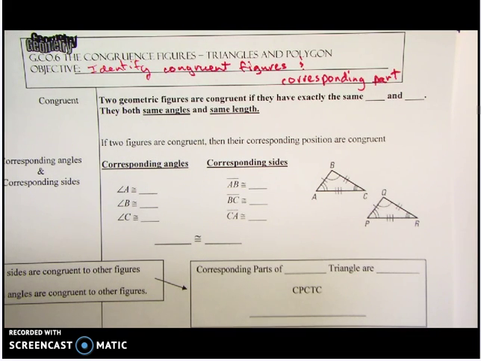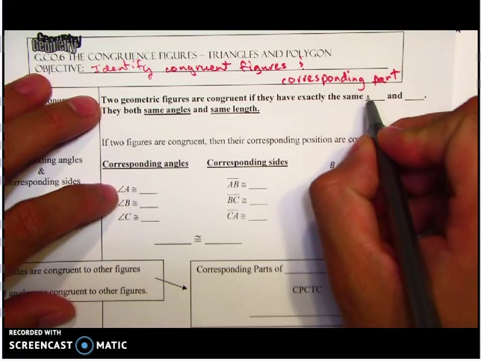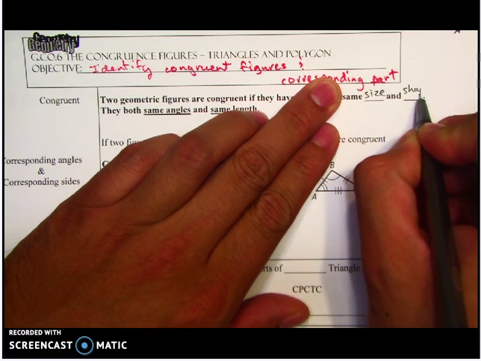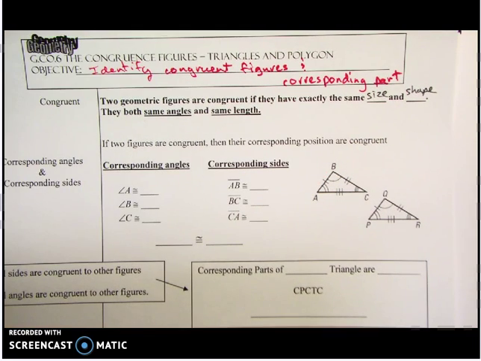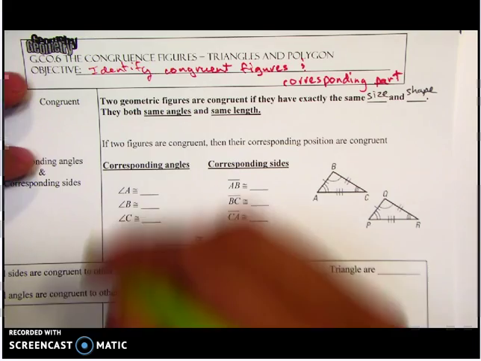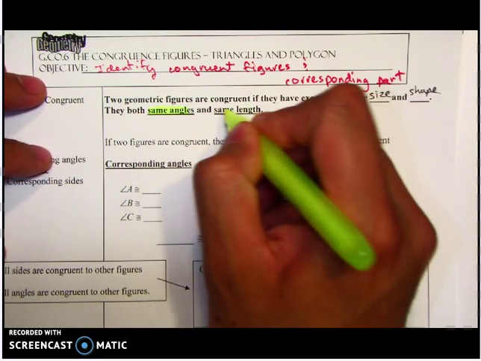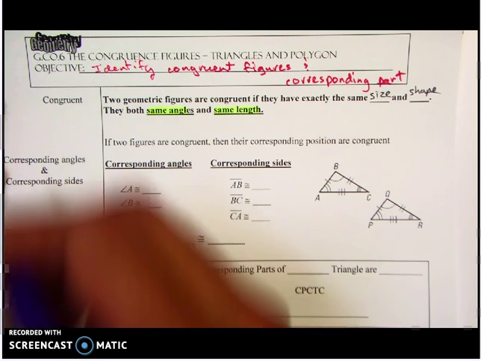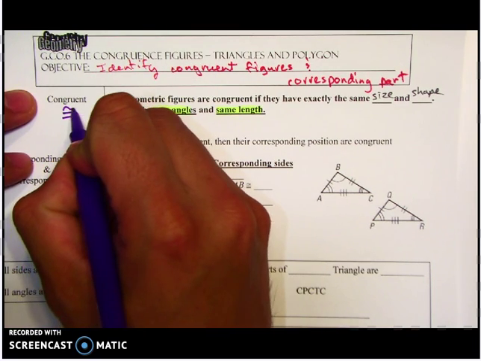Alright, so the first vocabulary you want to know is congruent. And again, it's really simple. They are congruent if they have exactly the same size and same shape. Let's go ahead and write that. Same size, same shape. Really, it's simple enough: if they have the same angles and the same lengths, it's got to be both, and that means they're congruent. Don't forget, the symbol for congruent is an equal sign with a wavy sign above it.